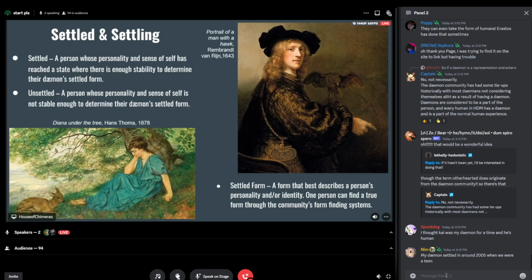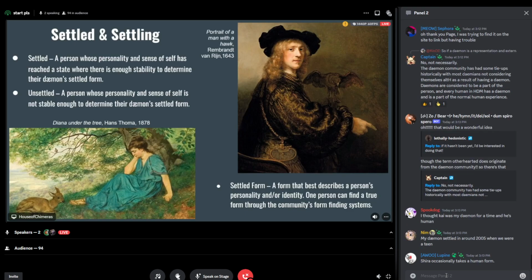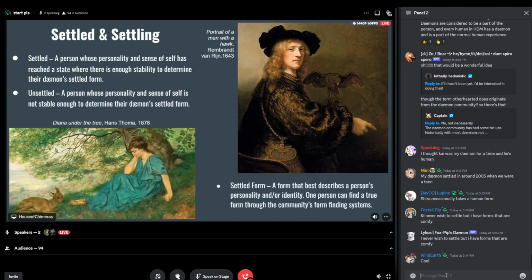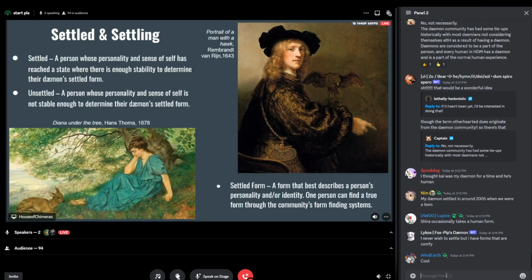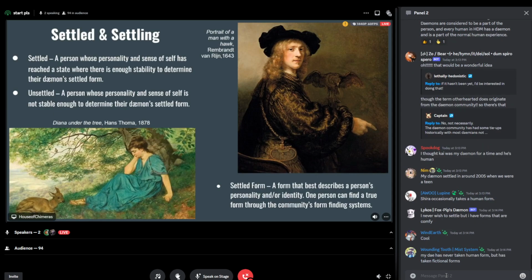While far from a requirement, it is common for dæmians to use one of the personality typing systems forged within the community over the years to find forms that reflect their personality. When a form that fits a dæmian's personality is found, it is common for this form to be referred to as a settled form, a term that is taken from the His Dark Materials series. How often a daemon takes this form varies.